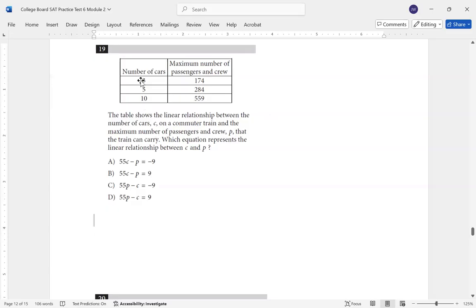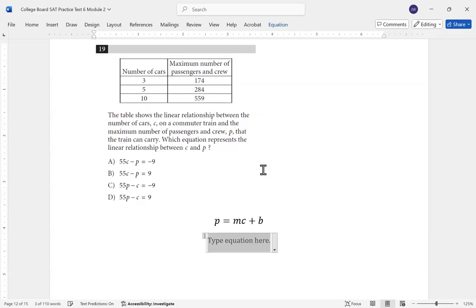So we've got cars versus passengers. I'm going to write this as P, as the outcome, is equal to some slope times the number x, or excuse me, which is going to be cars. So we'll call cars C. I forgot C is used here, plus our y-intercept. In order to find the slope of this line, I would do the change in y values divided by the change in x values between 2 points.